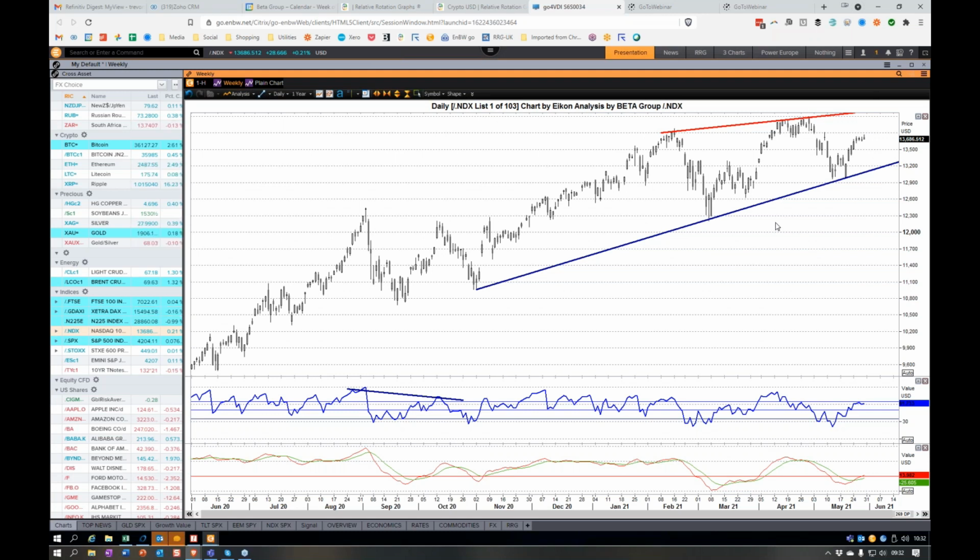But I'll be very open to the break of this lower line being the end of this move here. But in the short term, inside the wedge itself, it looks bullish, and so it looks as though more likely we're going to revisit the top end of the wedge before the bottom end of the wedge. Going to the FTSE.